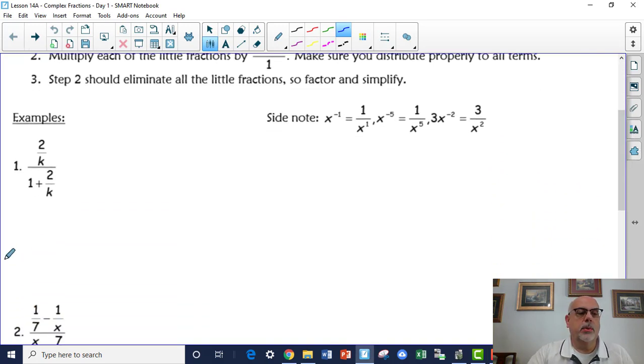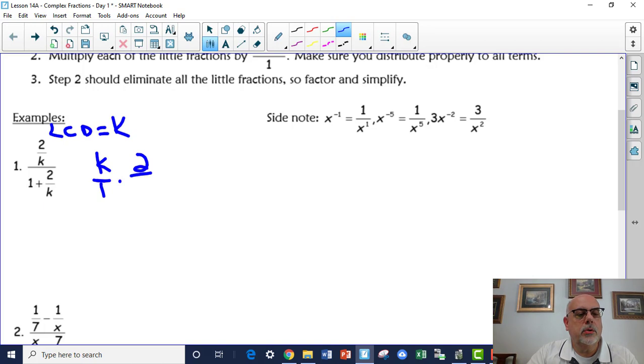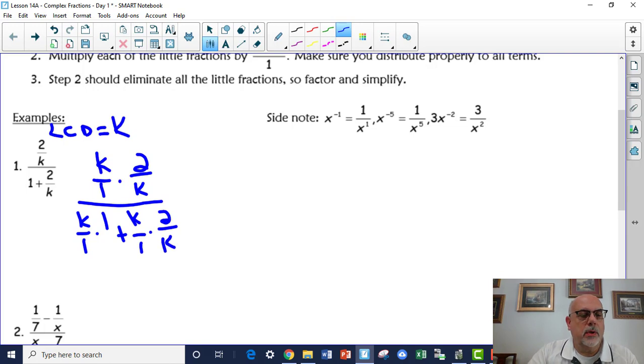Number 1, the lowest common denominator is k. So I have k over 1 times 2 over k over k over 1 times 1 plus k over 1 times 2 over k. So I've taken each of these three terms and multiplied them by k over 1. So let's see what happens.